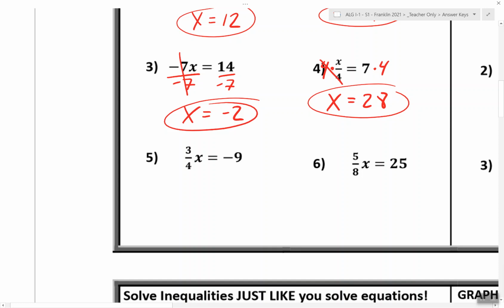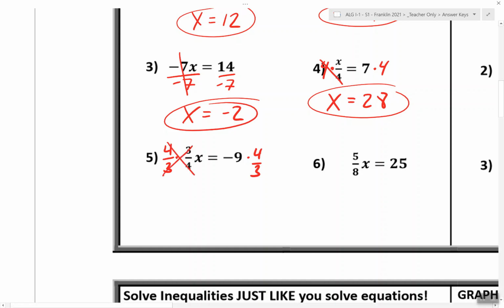You can also think of this as two operations, right? x is being multiplied by 3 and divided by 4. So to do the opposite there, you would multiply by 4 and divide by 3, which is the same thing as multiplying by the reciprocal of the fraction. So in any case, what you're going to do is multiply by the flipped version of that fraction. That's called the reciprocal. Flip the fraction and multiply.